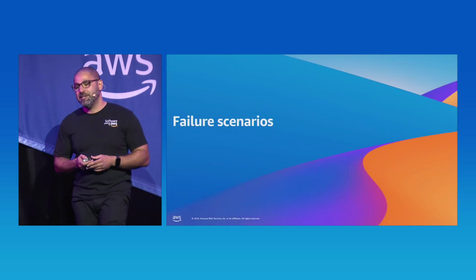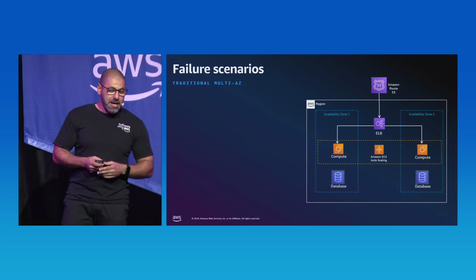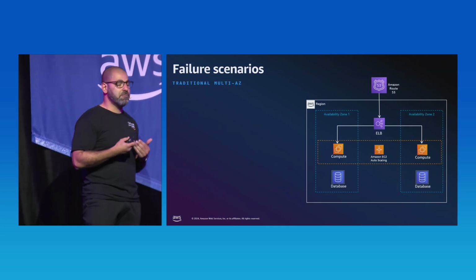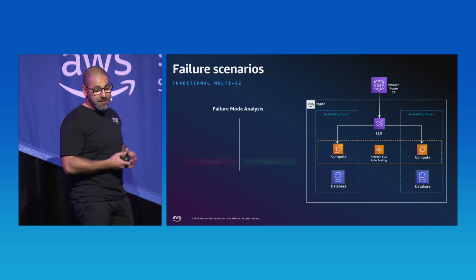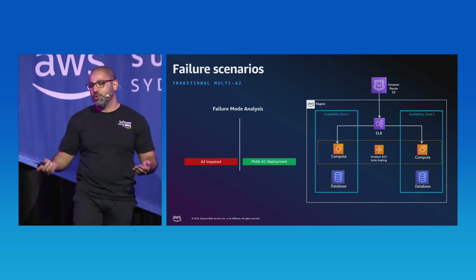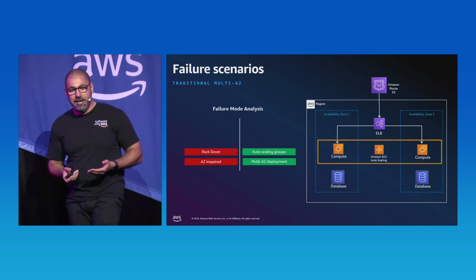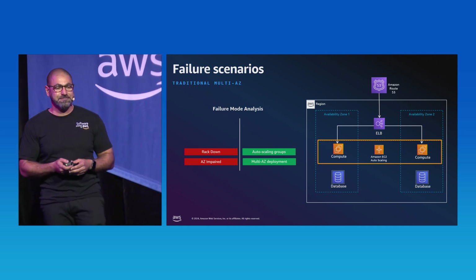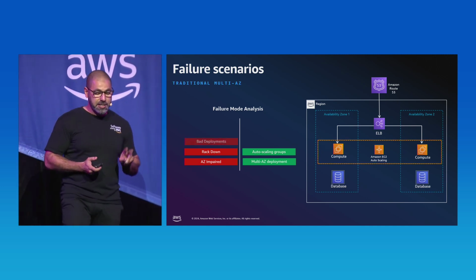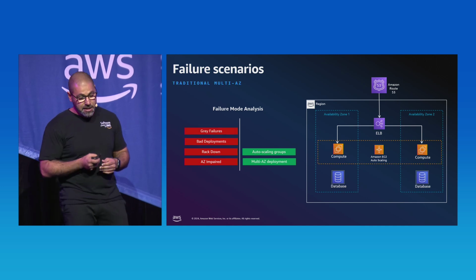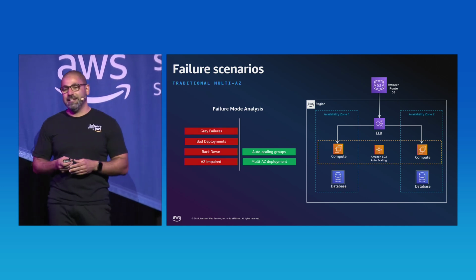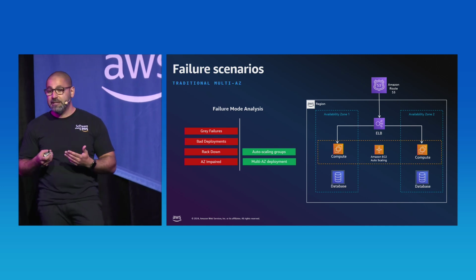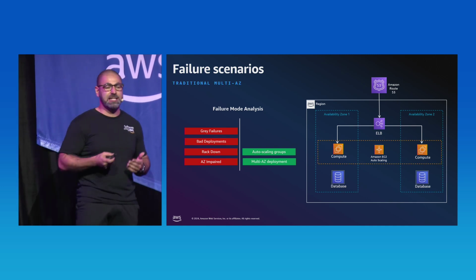Let's talk about some failure scenarios. In a traditional multi-AZ architecture, you are protected from some common failures. If an AZ is impaired, multi-AZ is a good solution. If a rack goes down, autoscale groups can help spin up new instances in a different rack. There are two failure scenarios that I would like to discuss with you today: bad deployments and gray failures. These are two failure scenarios that, if you haven't carefully planned for them, could really impact your business in a big way.